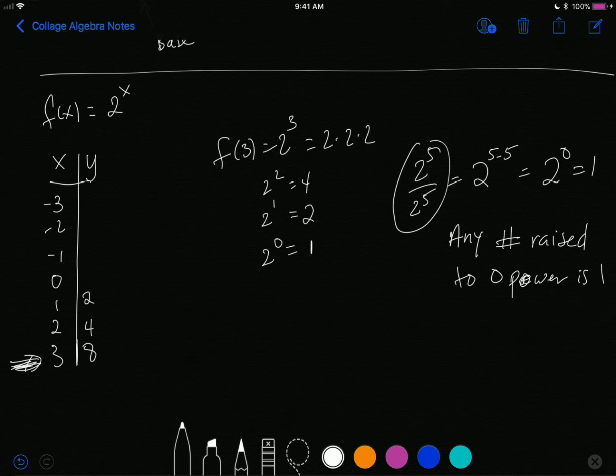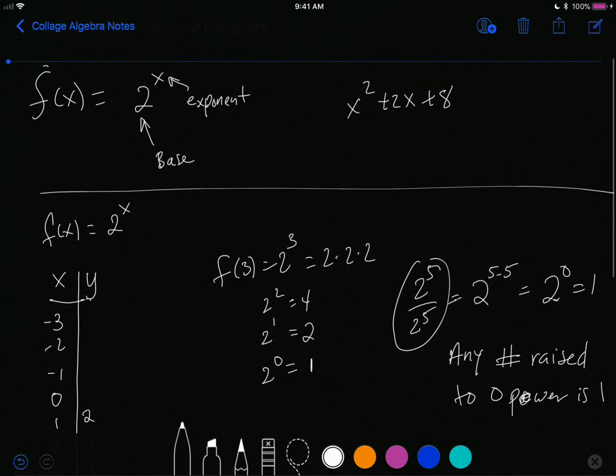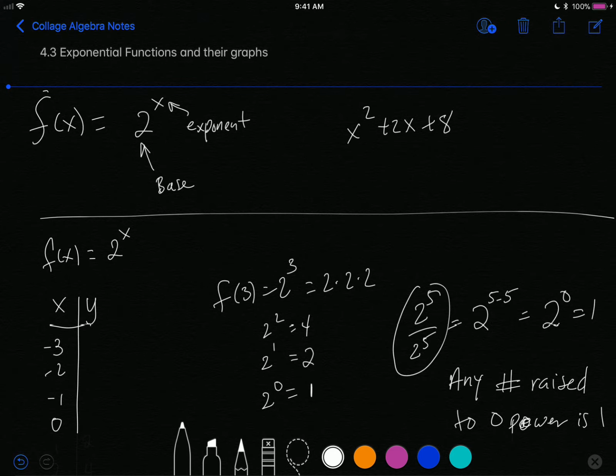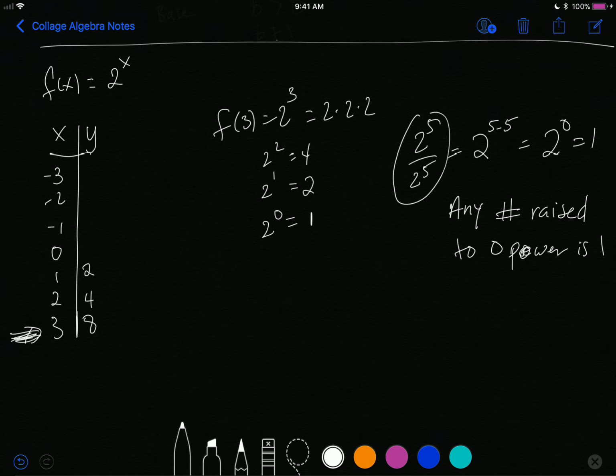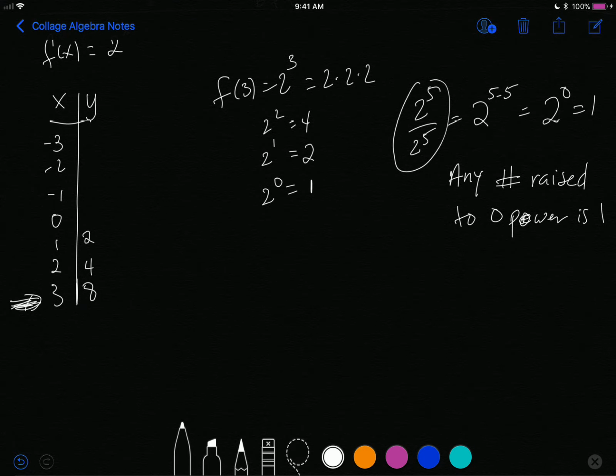Oh, one thing I did mention, for exponential functions, the base must be greater than 0. We will not be having any negative bases, but also the base cannot equal 1. If the base equals 1, it breaks down to simply always being 1. And so we don't allow for the base to be 1 either. So you won't see any negative bases and you won't see a base of 1. Anyways, any number to the 0 power is 1.